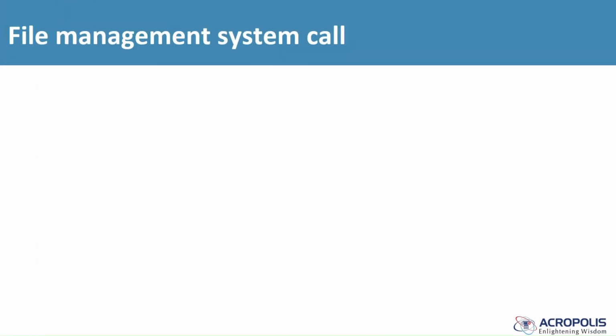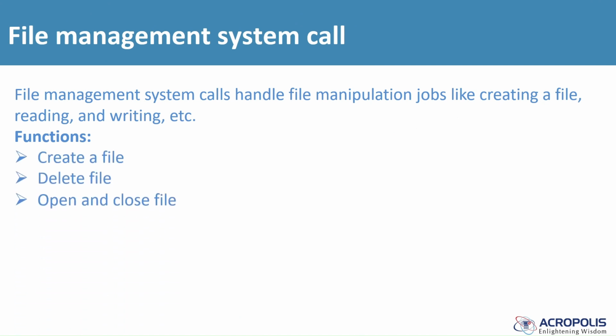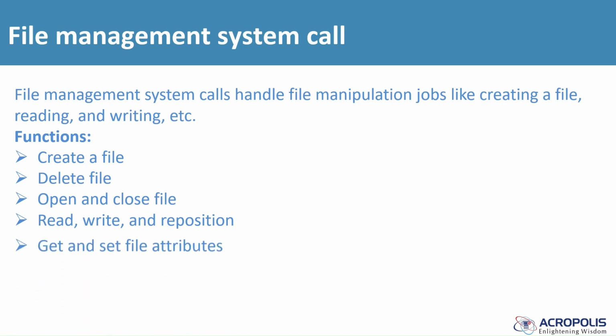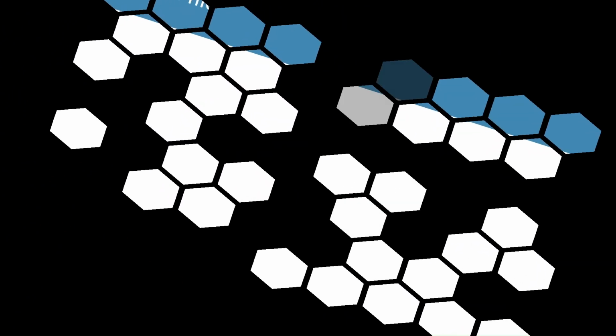File management system calls. File management system calls handle file manipulation jobs like creating a file, reading and writing, etc. Functions: create a file, delete a file, open and close a file, read, write and reposition, get and set file attributes. Now we will understand the functions in detail.